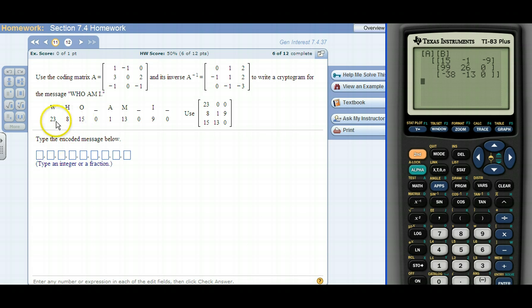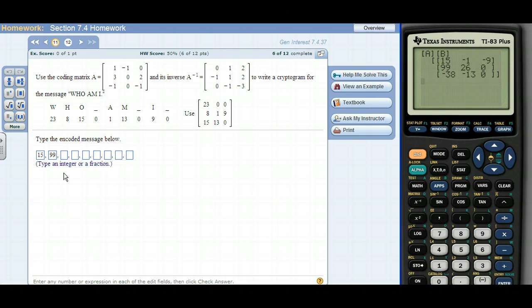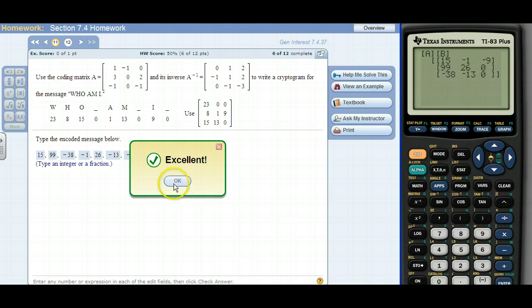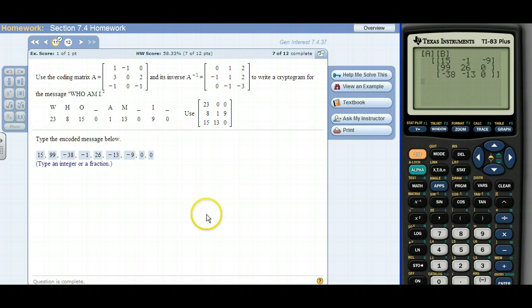So notice how we did this. This goes down this way. Alright, so we're going to do the exact same thing. 15, 99, negative 38. Alright, and then jump up negative 1, 26, negative 13, negative 9, a couple zeros. Alright, and then the way these work is that message would go to somebody.